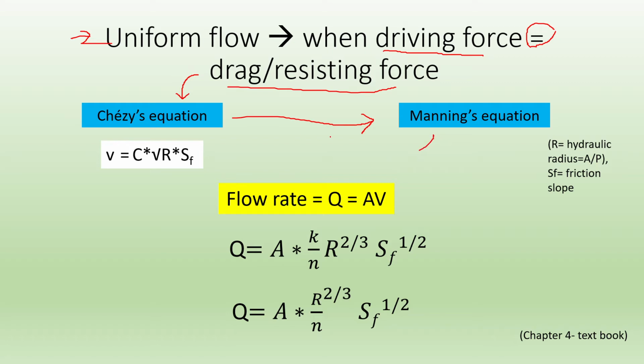In this case, the flow rate equation is still the same: Q equals AV, where A is the area and V is the velocity. To calculate flow rate in open channel flow, Q equals AV, and V can be either from Chezy's equation or from Manning's equation.